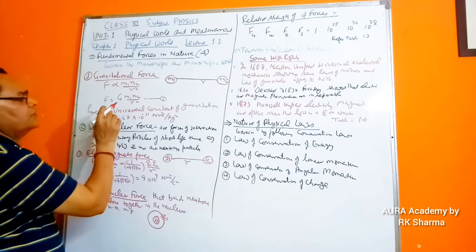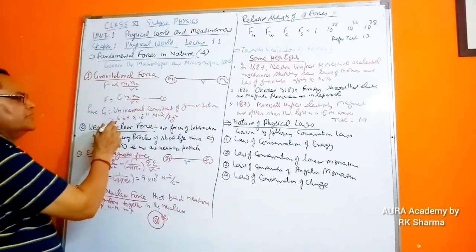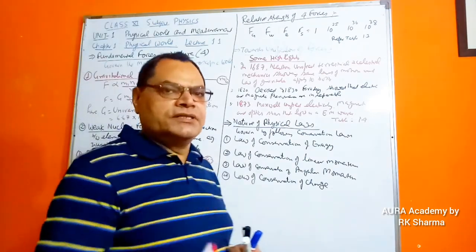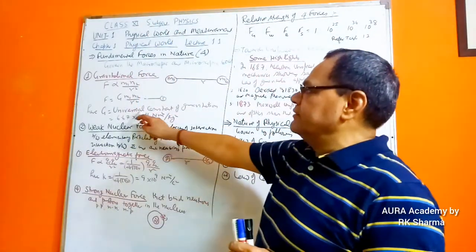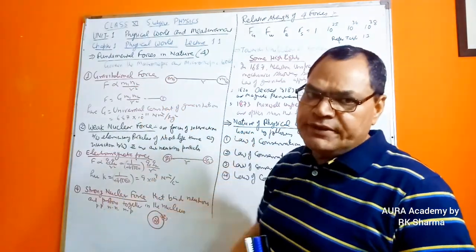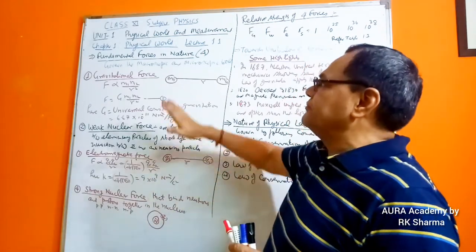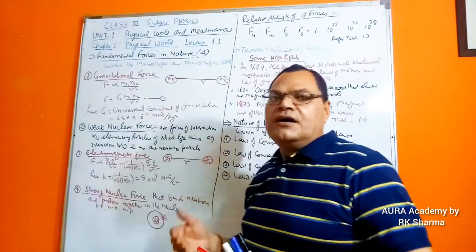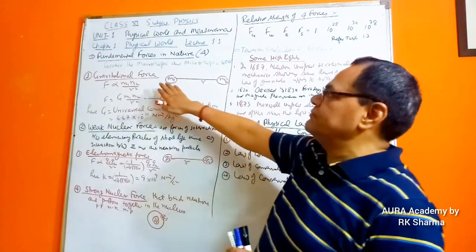Capital G here is called the universal constant of gravitation, and because it is a constant, it has a fixed value, 6.67 into 10 to the minus 11 Newton meter square per kg square. We will be studying this constant in the next topic, dimensional analysis. And of course, this force we will again study in detail in the full-fledged chapter called gravitation in our syllabus. As of now, this is gravity.